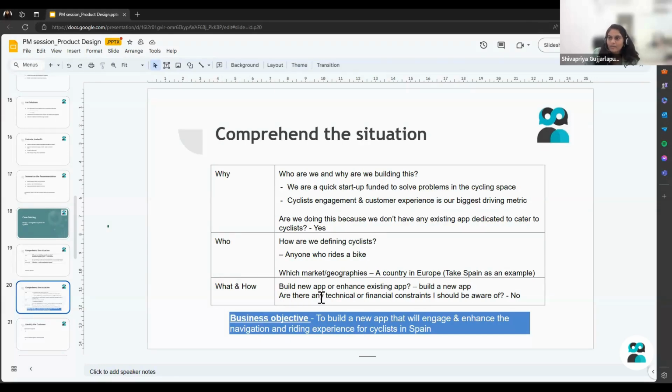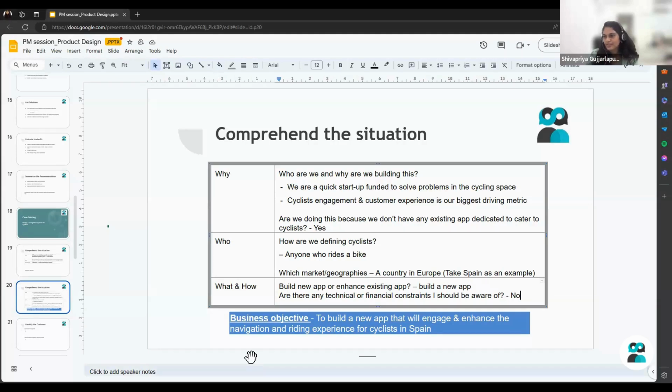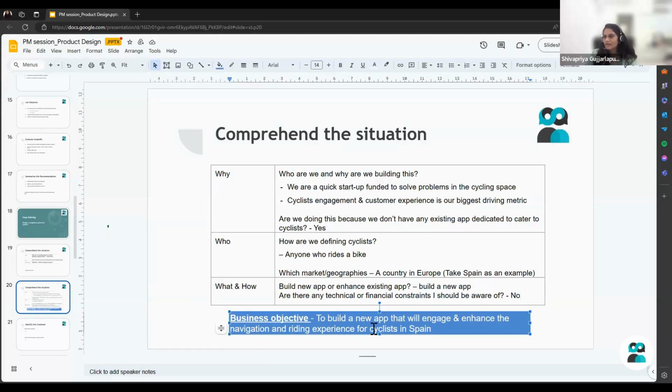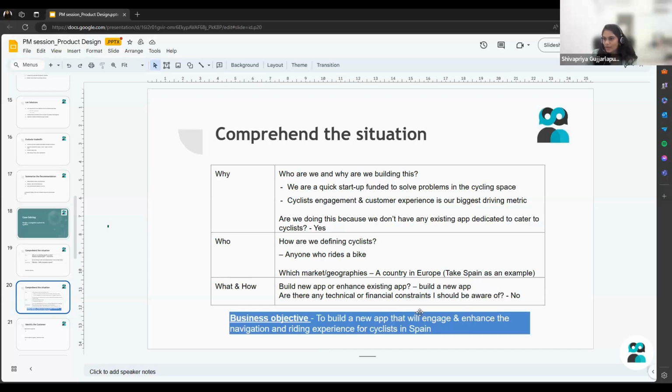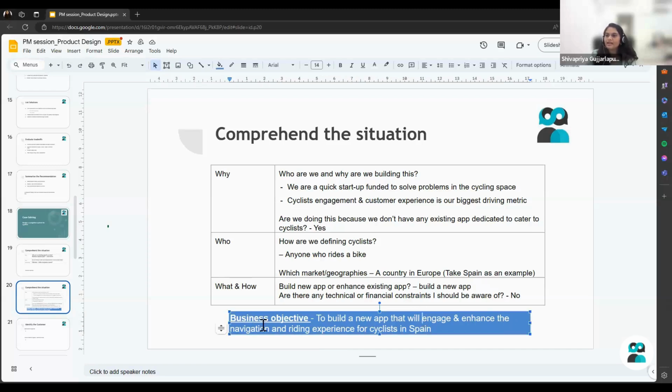Are we building a new app, or are we Google enhancing Google Maps for navigation? So we are not having anything. We are building a new app from scratch. Are there any technical constraints or anything that we need to keep in mind? No. Go wild. Go think about any answer that you can without any constraints. So this is how I build the business objective: to build a new app that will engage and enhance the navigation and riding experience for cyclists in Spain. This covers the metrics, the newness of the app, and also the geography answer.